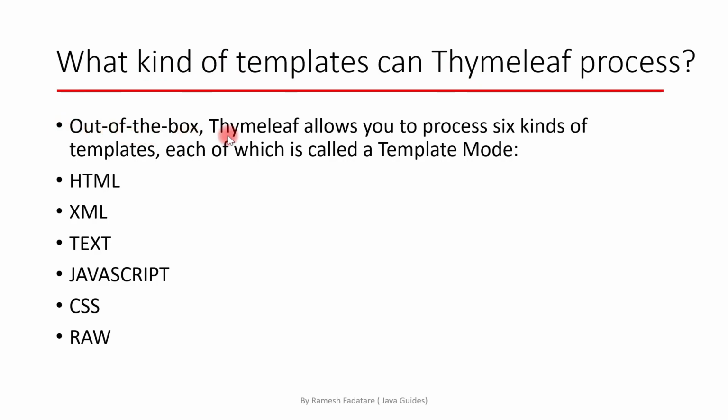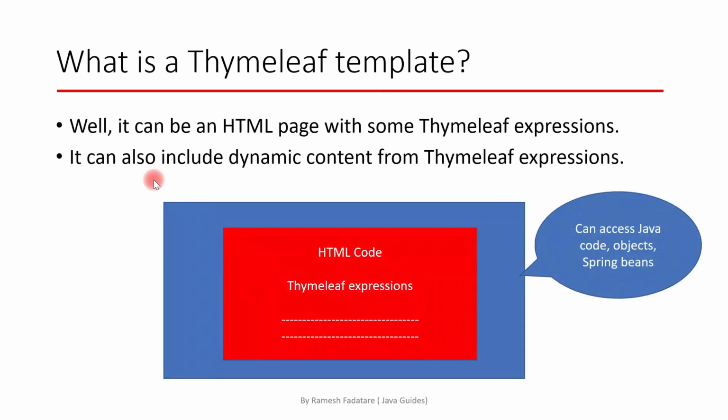Alright, out of the box, Thymeleaf allows you to process 6 kinds of templates. Look here, these are the 6 templates that Thymeleaf can process: HTML, XML, text, JavaScript, CSS and raw. Raw means plain text.